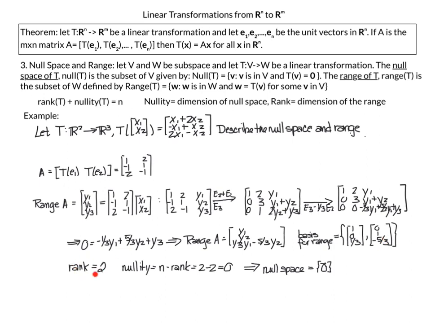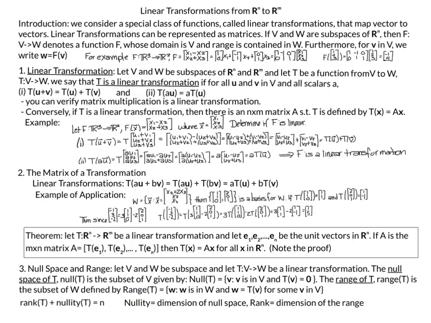That means the rank equals 2. And again, using this formula here, the nullity is equal to n, in this case n is equal to 2, minus the rank, which is 2, is equal to 0. So the null space is just the 0 vector itself. So that's it for the material for this video.